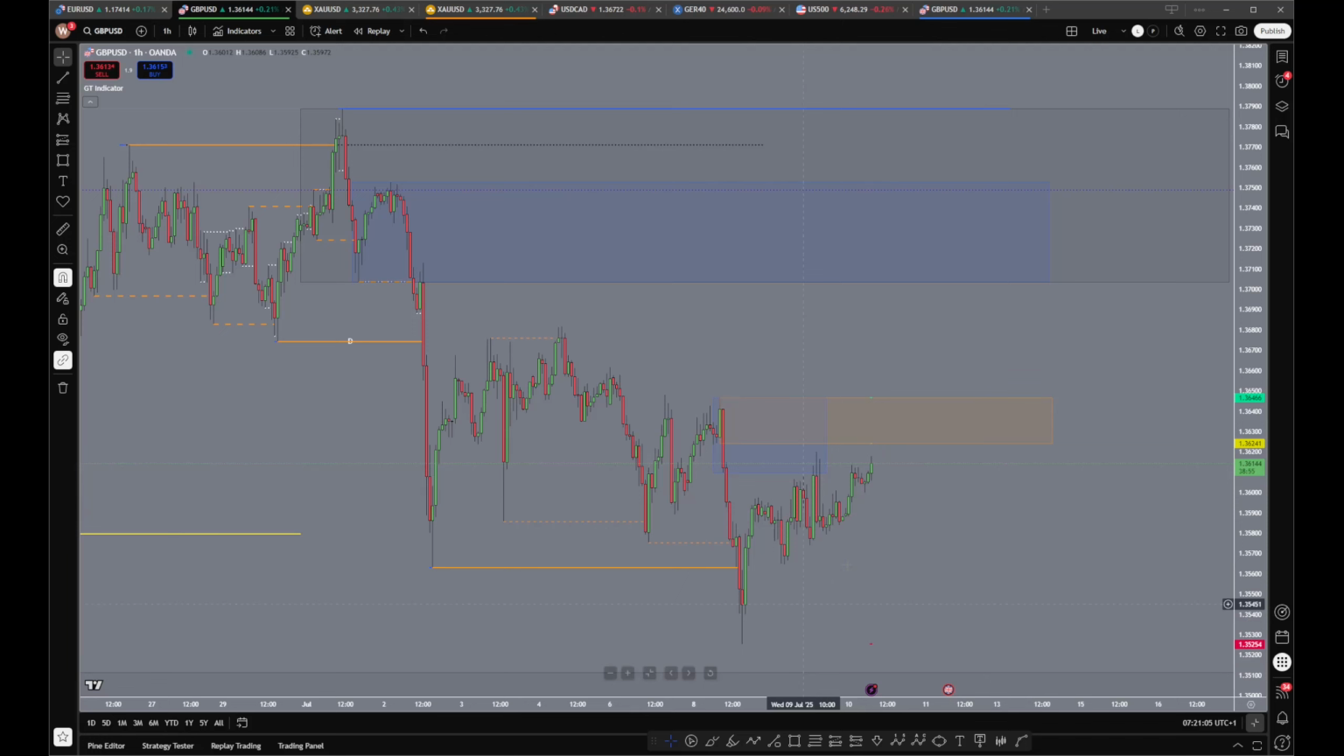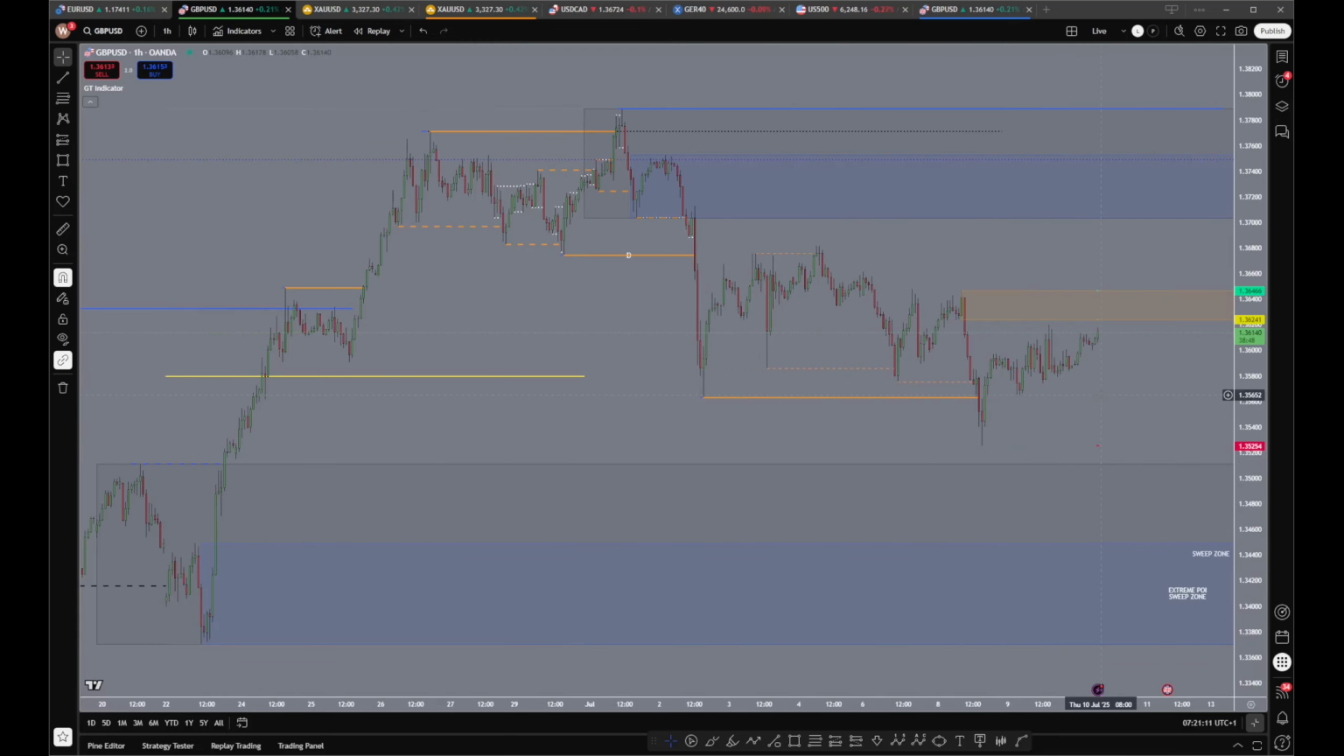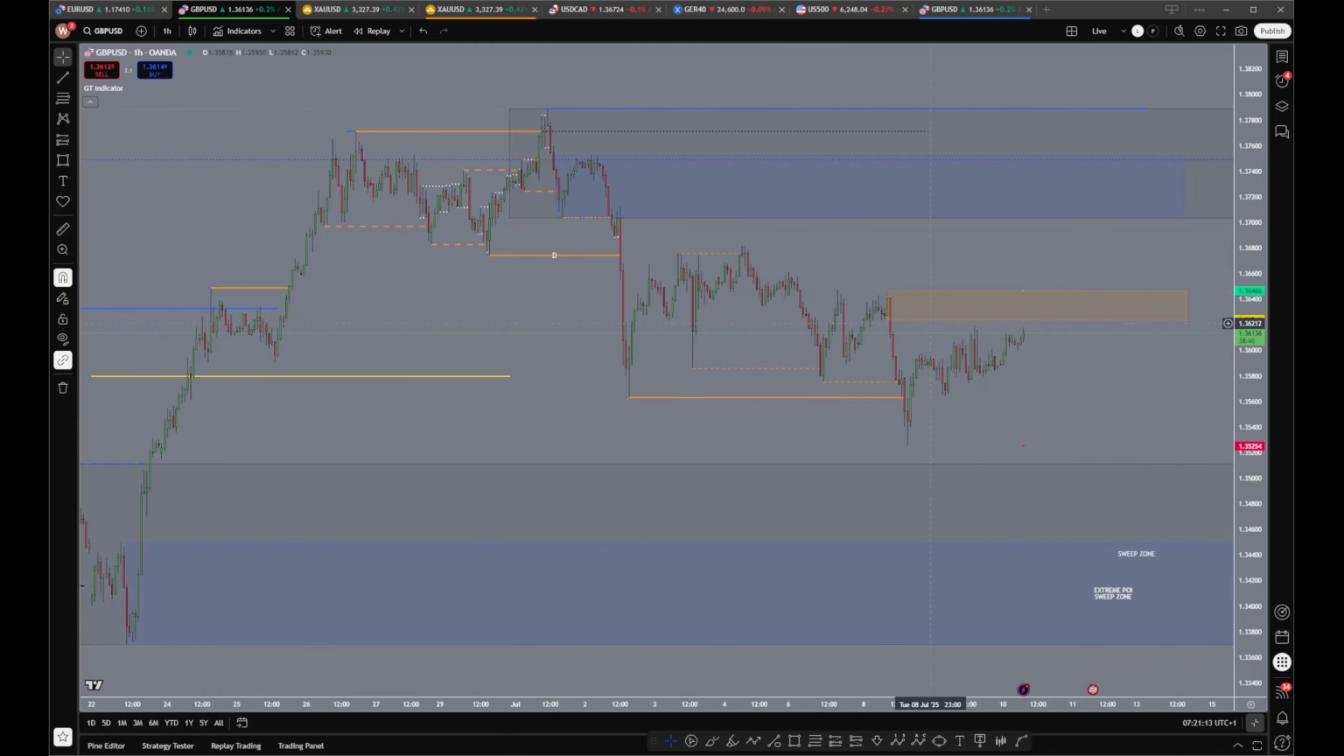So on the 1 hour, we can see that we've still not mitigated this 1 hour supply. Let's get rid of that. Now we've got a lot of inducement in front of it as well. So all of these traders that got in here, they'll have their stops above here, stops above this high. So we know that we can pop into here, use those stops as fuel to push lower. So that's still quite probable.